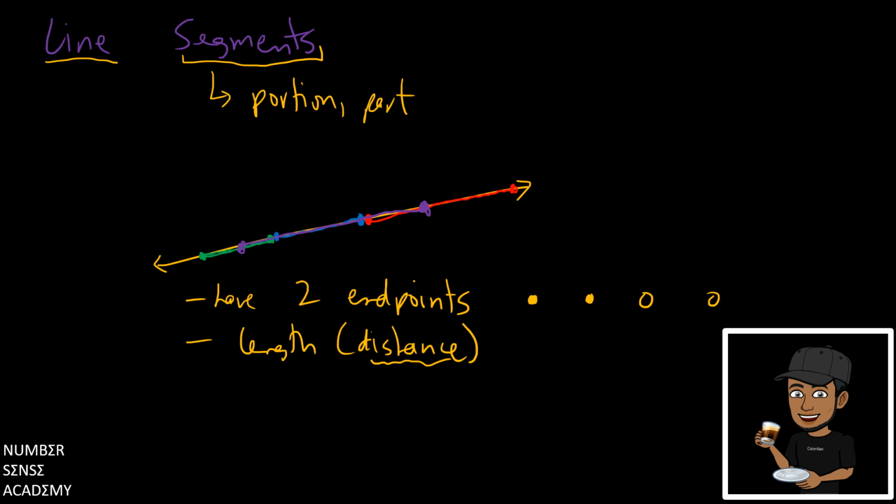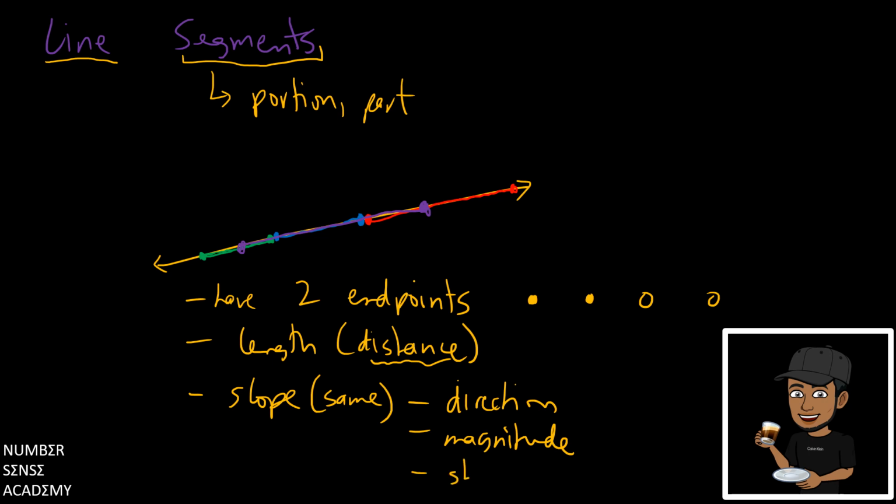And the other thing is, as it pertains to a line itself, a segment has some of the properties of a line, which also includes that it has the same slope. So it's the same slope, which means that it has the same direction and steepness. When I say magnitude, maybe not magnitude, I don't know why I said magnitude. Steepness is more like it. And I'm just going to stress that a little bit.